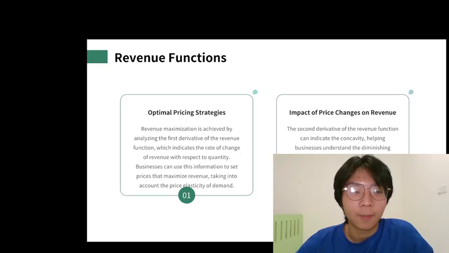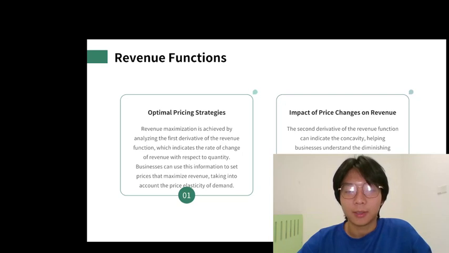The revenue function can help with optimal pricing strategies. Revenue maximization is achieved by analyzing the first derivative of the revenue function, which indicates the rate of change of revenue with respect to the quantity. Businesses can use this information to set prices for maximum revenue, taking into account the price elasticity of demand.